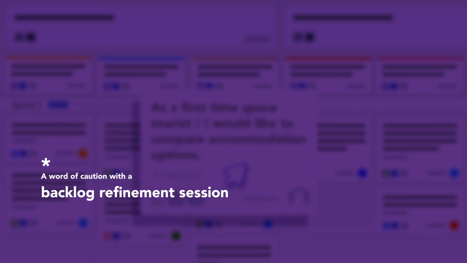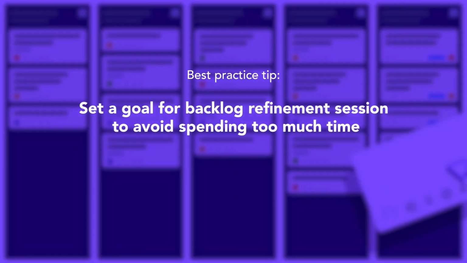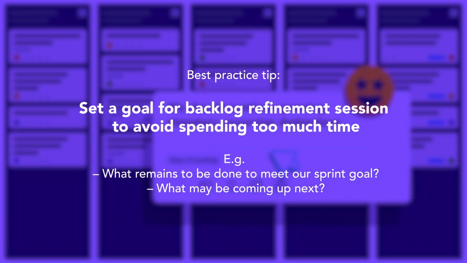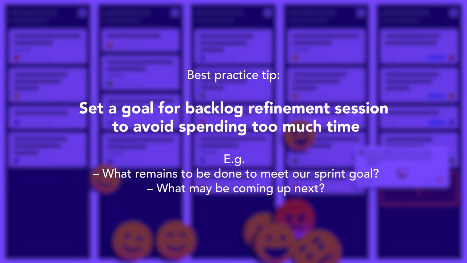A word of caution with a backlog refinement session is that it could take a number of hours and you'd never be done. For this reason, it's important to set a goal for your refinement session. For example, you might look at what remains to be done to meet your current sprint or iteration goals, or what may be coming up next.